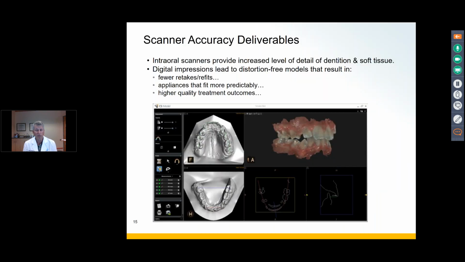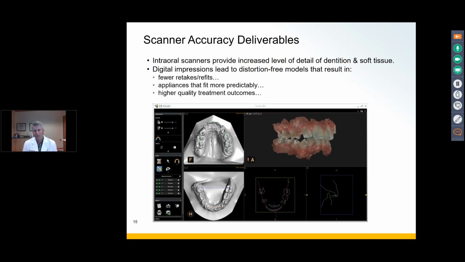The accuracy deliverables include really that scanners provide increased level of detail. This has to do with the teeth and the soft tissue. These are generally color, at least for the scanner that I chose to use in my practice here with Carestream, has really been great for our practice. It's been something that we like to show patients as high tech. It's color accurate, and really we pay for the scanner once, and we don't have regular fees to pay on a monthly basis. So from our standpoint, those are things that were important to me when I went out to choose a scanner.